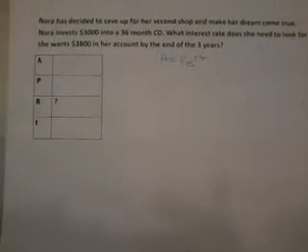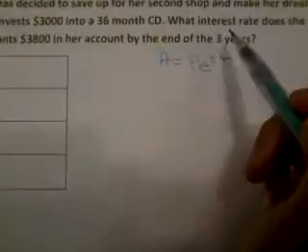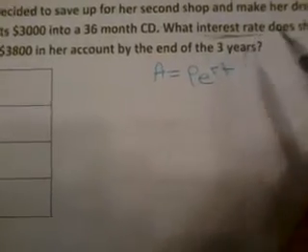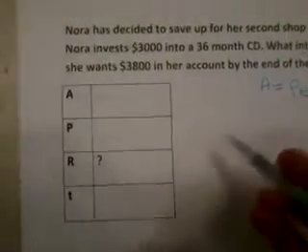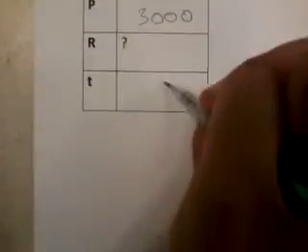Okay, so for this problem, we are still going to be using our PERT formula, only this time it asks for the interest rate. So that means that in this case, we're going to be finding our R value. So we want to get $3,800, and we have right now $3,000, and we want to know by how much the rate has to be by the end of 3 years. So our time is 3.